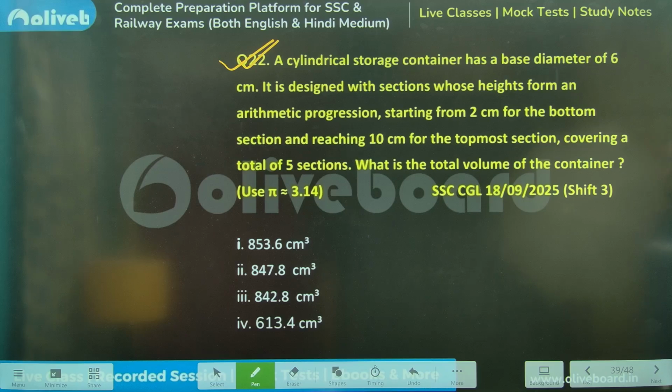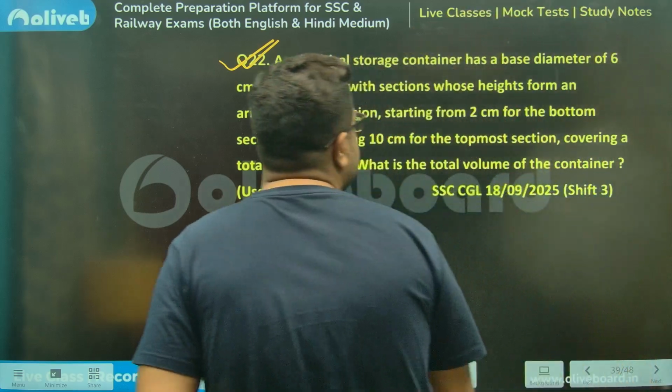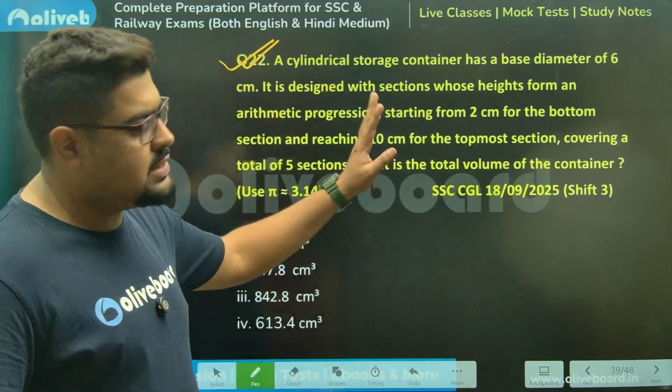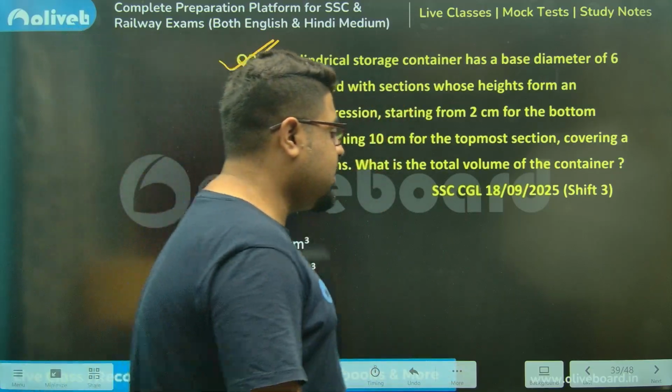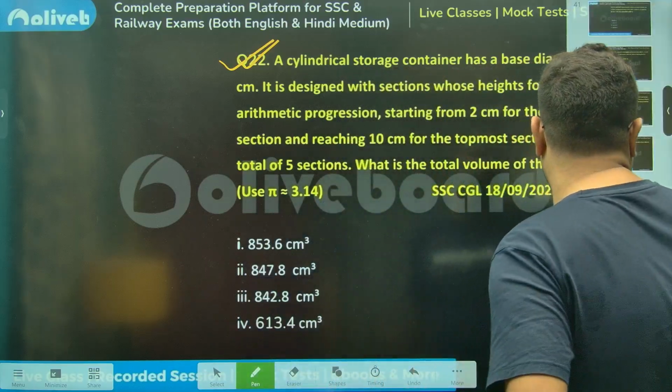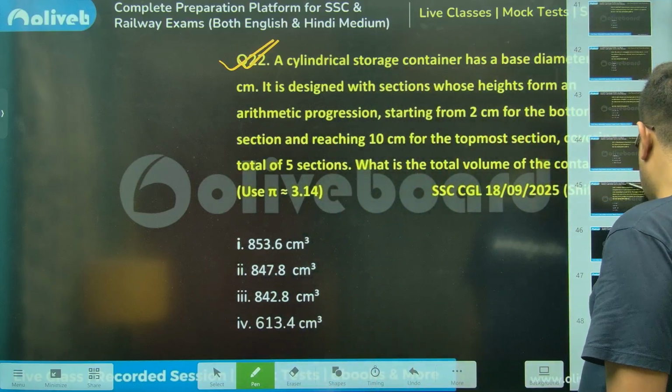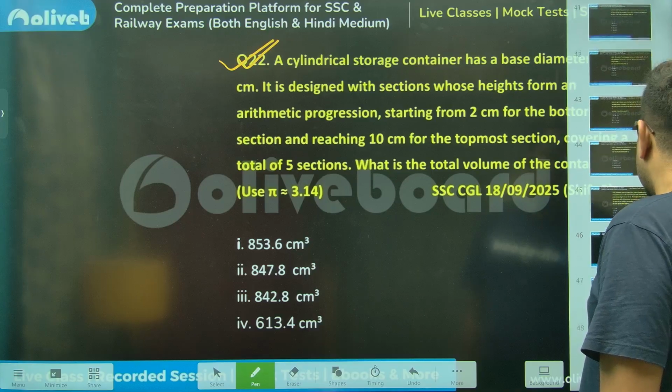From 2 centimeter from bottom to reaching 10 centimeter. Sir, this is also a frustum question. This is also different sections. We'll not do it now. Frustum formulas etcetera I have not given you. My mistake, sir.